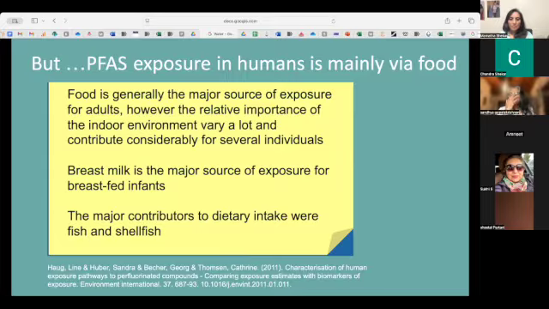So again, I found this very nice paper. Even if you look at the San Jose utility SJ Water website, they have a little pie chart that says like 80% of your PFAS is coming from food, right? And for infants, PFAS is everywhere, it's even in breast milk. And so for infants, that's the major source of exposure. And the bottom line is the major contributors were fish and shellfish.